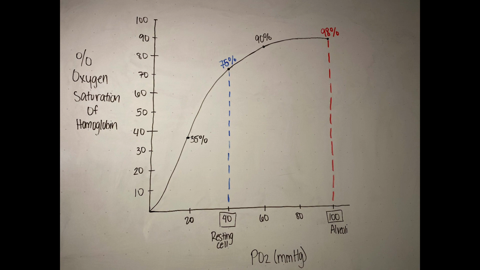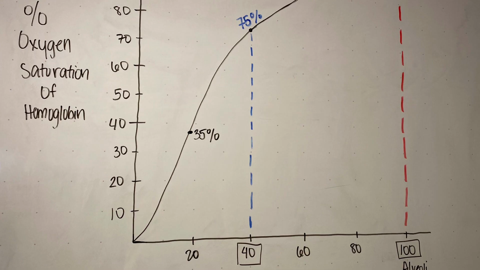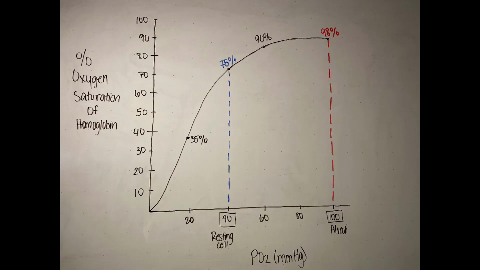And remember we said that the normal partial pressure of oxygen in the resting cell is 40 millimeters of mercury. So find 40 on the bottom of the graph. Now go up. At a PO2 of 40, hemoglobin is 75% saturated. This means that 75% of hemoglobin's binding sites have oxygen on them. And this means that at the cells, hemoglobin releases a quarter of the oxygen that it's carrying. The remaining oxygen stays on the hemoglobin in case metabolism increases.